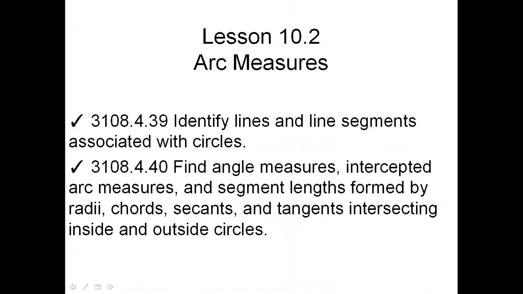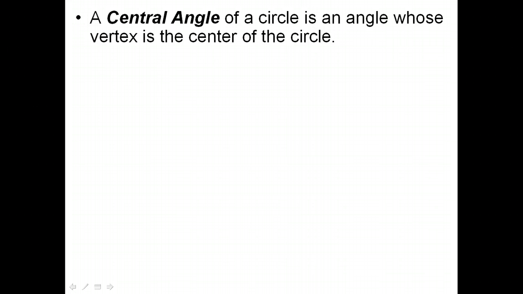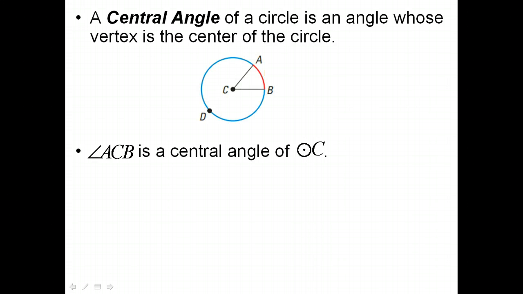We're still talking about circles in Chapter 10, so Lesson 10.2 is about arc measures. A central angle of a circle is an angle whose vertex is the center of the circle. So in this particular case, angle ACB is a central angle of circle C, since the vertex of that angle is the center of the circle.